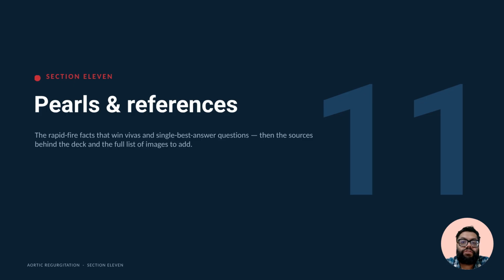We finish where revision should, with the distal lessons. This closing section strips the whole lecture down to the rapid fire pearls most likely to earn a mark in a viva or a single best answer question: the bedside facts, the classic traps, and the timing rules, grouped so you can drill them quickly the night before. Then we list the sources behind the deck, from Harrison's chapter to the two guidelines.